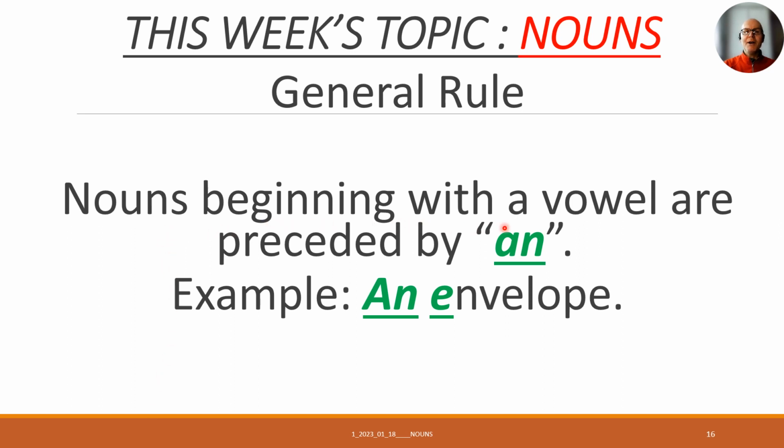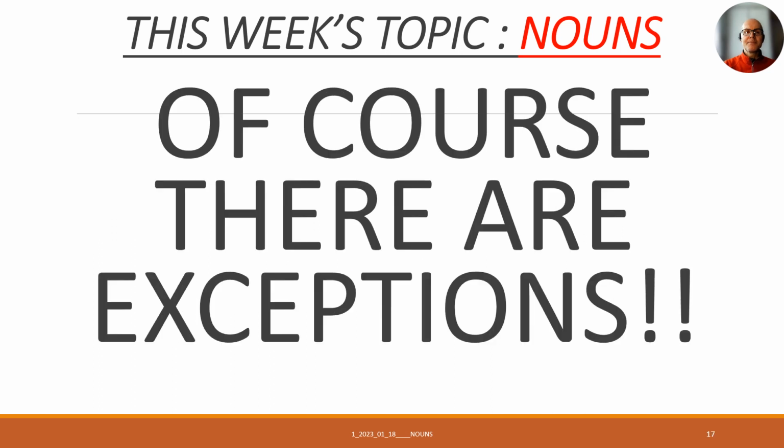Nouns beginning with a vowel are preceded by an. For example, an envelope. Envelope starts with E, a vowel. So the article before envelope, which starts with a vowel, is an. However, with it being English, of course there are exceptions.